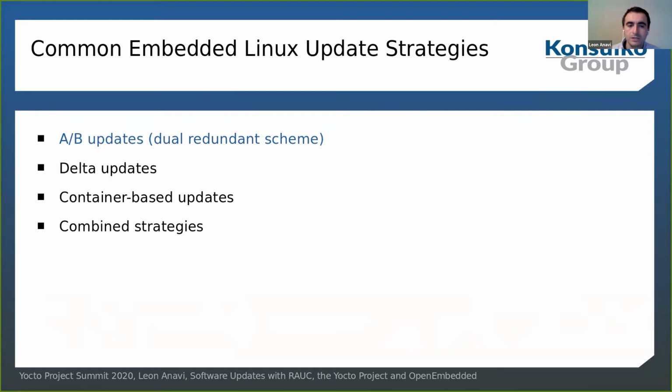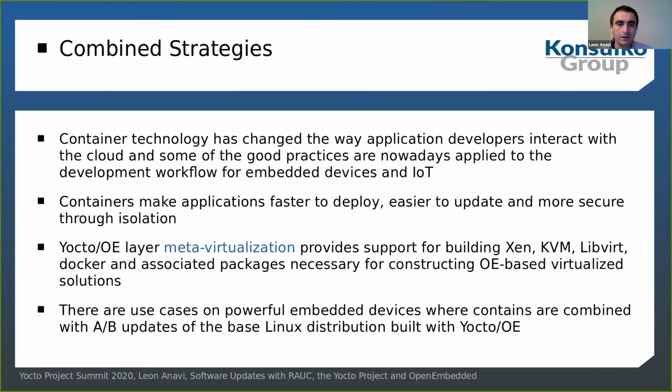The other option is delta updates. In this case, we have just a binary delta of the difference between the file systems that are deployed. The delta updates are smaller. This is the advantage of the delta updates. Also, there is a strategy based on containers. Such a solution is Balena.io, and there are also combined strategies.